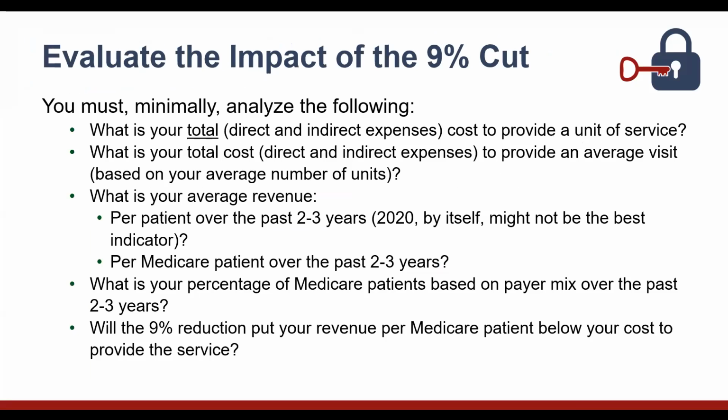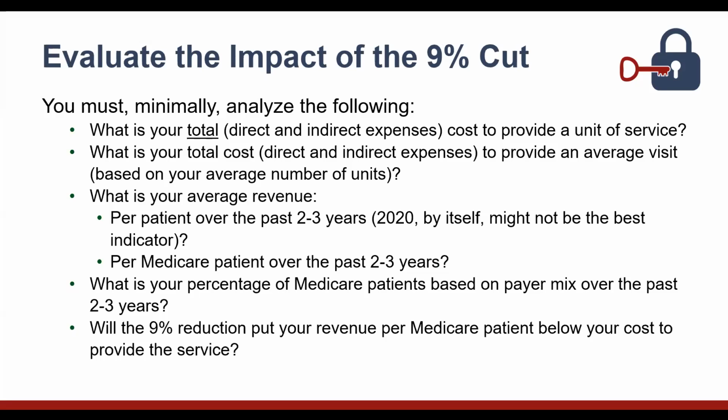So when you're evaluating the impact of the 9% cut, there are things that you need to know, and I'm preaching to the choir. I know you know how to run your businesses. This is just a checklist, especially if someone is helping you do the numbers. So you need to know the total direct and indirect expenses that cost to provide any of the service. What's your total cost, direct and indirect expenses, again, to provide an average visit? You'd have to know what your average visit is. So if it's 3 or 4 units per visit, then you can calculate it that way.